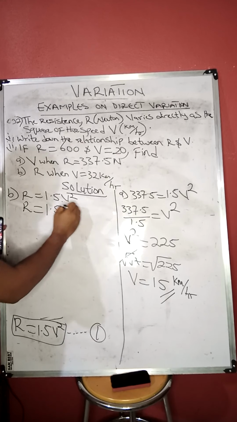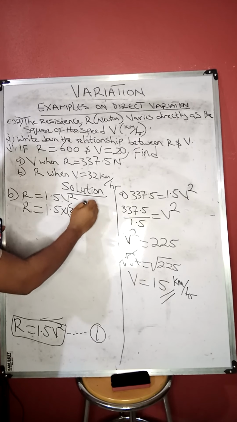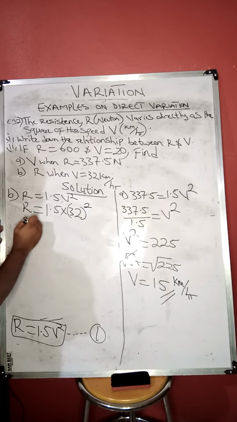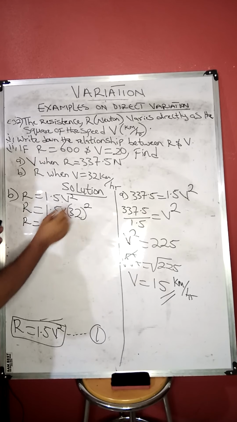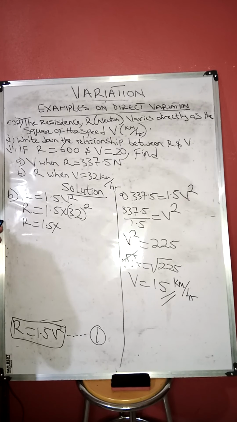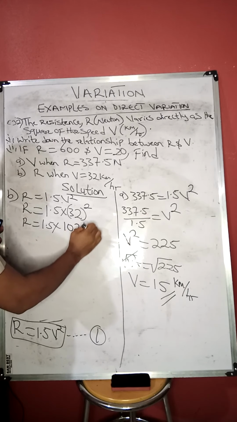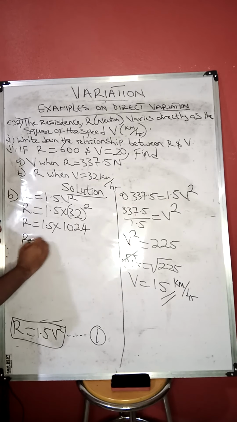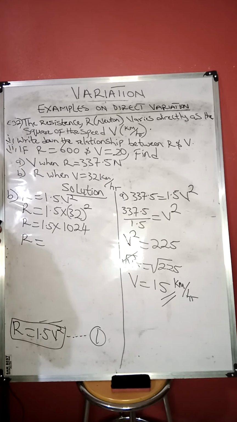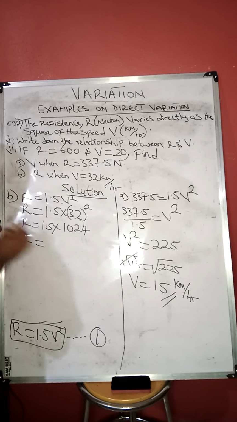So my R will be equal to 1.5 multiplied by what? Anywhere I see V, I put what? 32 raised to power 2. So that I'll be having my R to be 1.5 times 32 raised to power 2, which means 32 times 32. And that gave me 1024. So my R will be 1.5 times this, times 1.5.